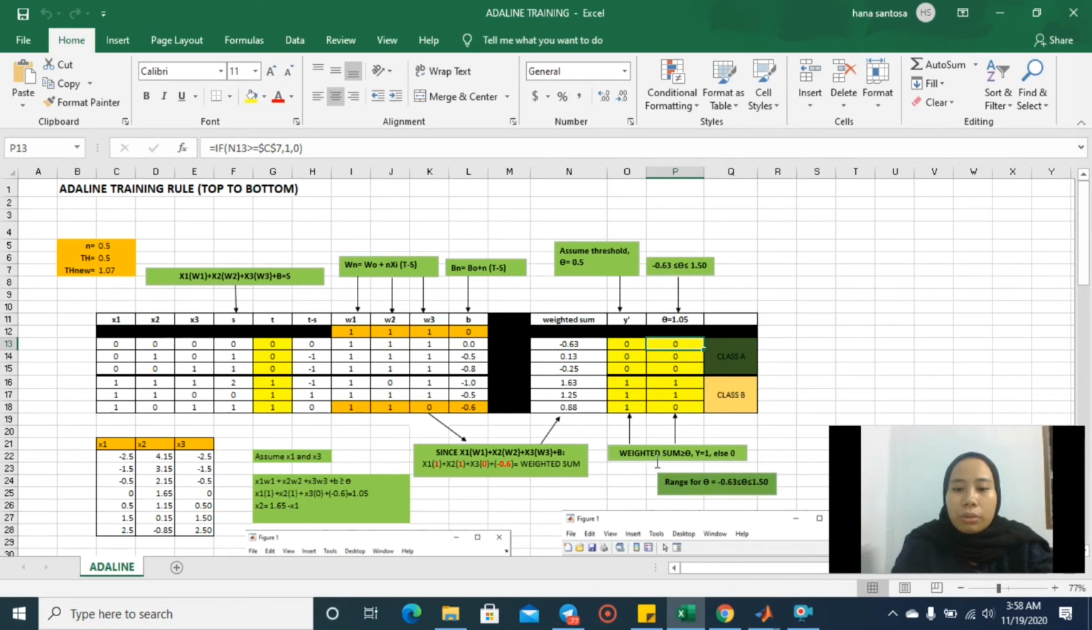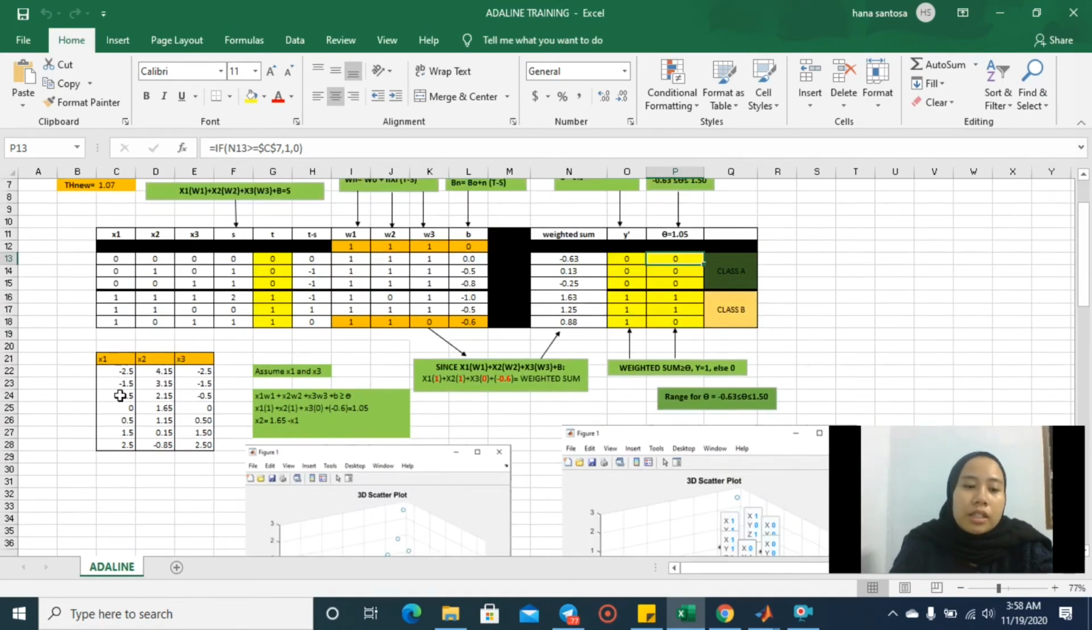The weighted sum is much bigger than theta, so y equals 1, and otherwise s is 0. The range for theta that we got is negative 0.63 to 1.5, and we assume theta is 1.05. We assume the threshold we are using is 0.5.